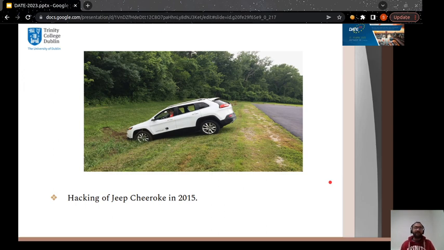A very famous example of CAN hacking was shown in 2015 in the hacking of Jeep vehicle. Here, the hackers were able to take control of the full vehicular functioning with the driver inside on a national highway remotely.